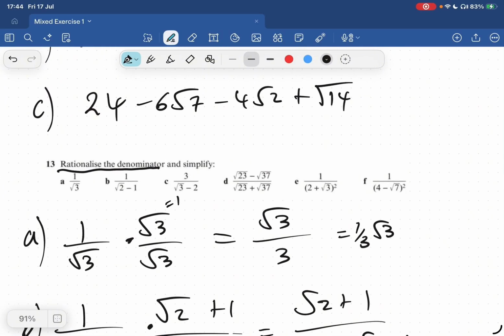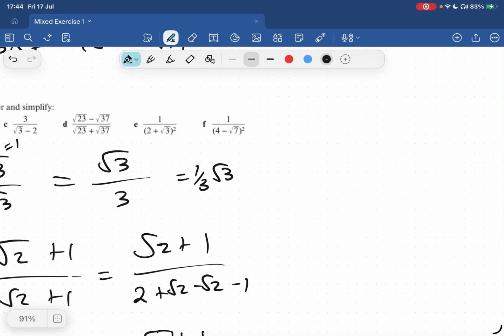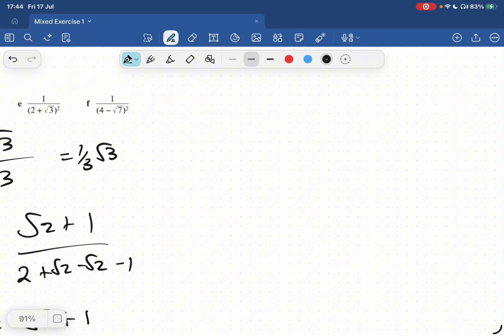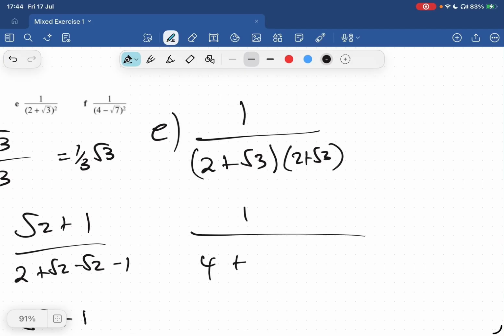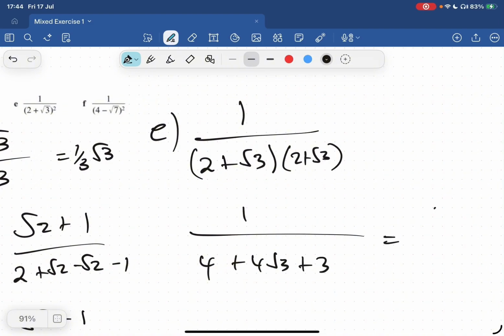Now we need to look at E. Okay, so I'm going to do across the side here. E. So we have 1 over 2 plus root 3 squared. So let's expand that fully. So 4 plus 4 root 3 plus 3, which equals 1 over 7 plus 4 root 3.